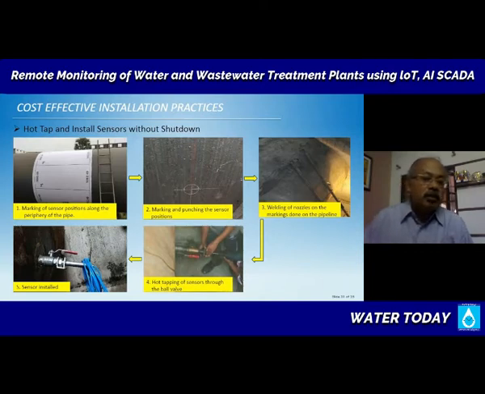Now, the bottom left hand side is a ready, fully installed sensor, and nobody has disturbed the water supply even for a minute. So this is how economical, efficient metering with early availability of data can be possible.